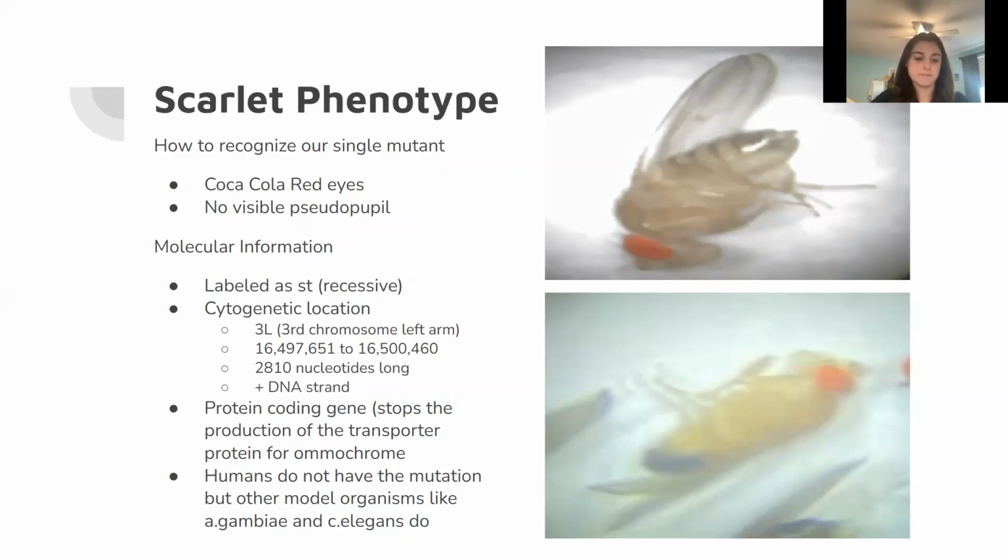The flies that have a scarlet phenotype have a mutation that prevents the production of a transporter protein that transfers the pigment ommochrome. This is the pigment which causes the rusty color. So in the absence of that, only the bright red color is being transferred to the eye, which results in the scarlet mutation, which you can see in the pictures on the slide. There has not been any recorded cases of humans having this mutation, but other model organisms like mosquitoes or roundworms also have these mutations.